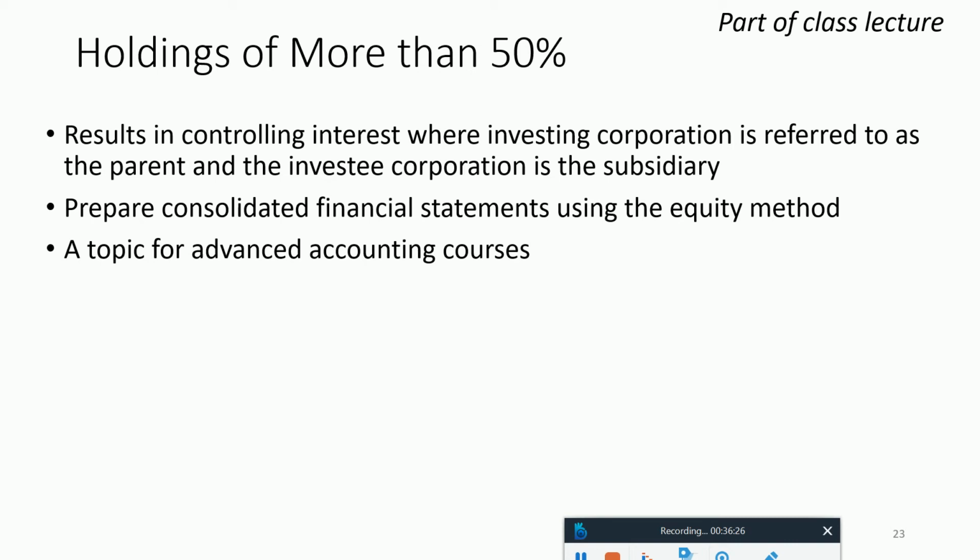And then finally, when we have a holding of more than 50%, this is going to result in a controlling interest where the investing corporation is referred to as the parent and the investee corporation is the subsidiary. Under the appropriate accounting for this, you're going to prepare consolidated financial statements using the equity method. However, we are not going to be going over this in this course. That is, consolidations is a topic for advanced accounting courses.